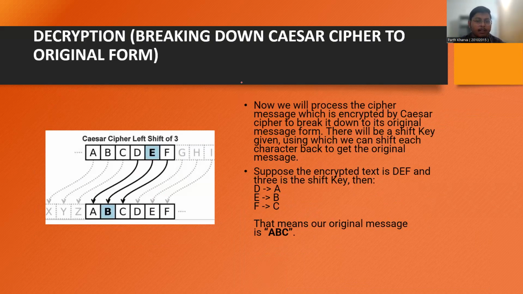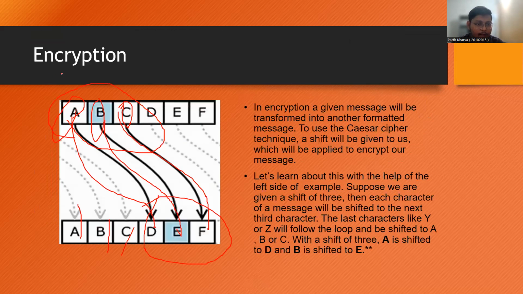The next one is decryption. Now we will process the ciphertext message which was encrypted by the Caesar cipher to break it down to its original message form. There will be a shift key given to us which can shift each character back to get its normal message. You can see the example on the left side. Our encrypted message is D, E, and F. When we decrypt the message, we go to the left side of the shift, and when we encrypt the message, we move to the right side of the alphabets.